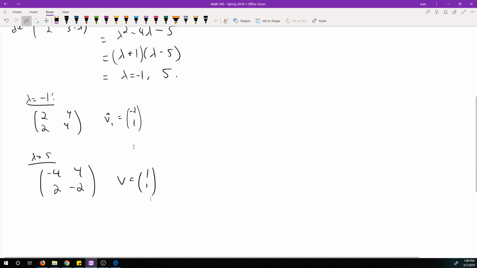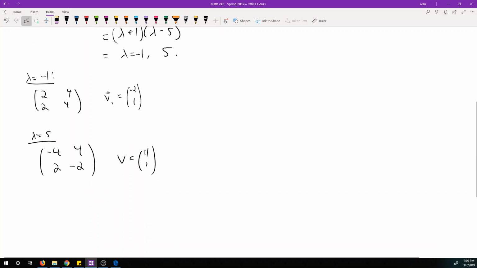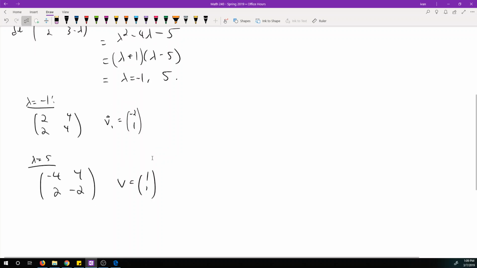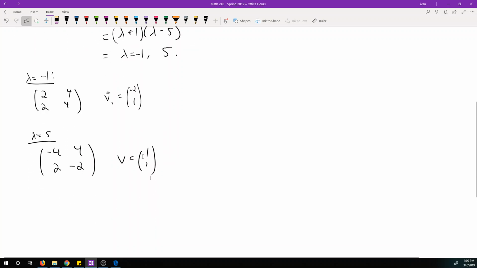Now you have your 2 eigenvectors and your 2 eigenvalues. The general solution to a system of differential equations looks like y is equal to c1 e to the lambda 1 t times the vector v1, plus c2 times e to the lambda 2 t times the second eigenvector.